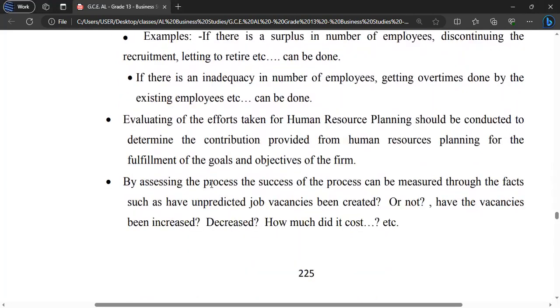Then next one, evaluating the efforts taken for human resource planning should be conducted to determine the contribution provided by human resource planning for the fulfillment of the goals and objectives of the firm. So next step, by assessing the process, the success of the process can be measured through facts such as: have unpredicted job vacancies been created or not? Have the vacancies increased or decreased? How much did it cost, etc.